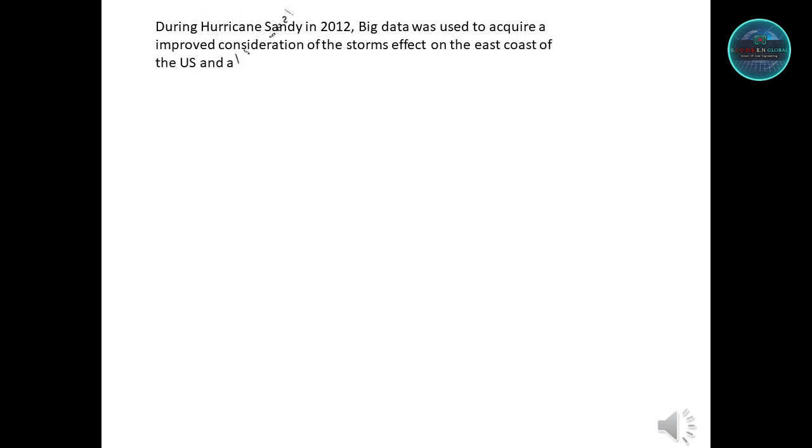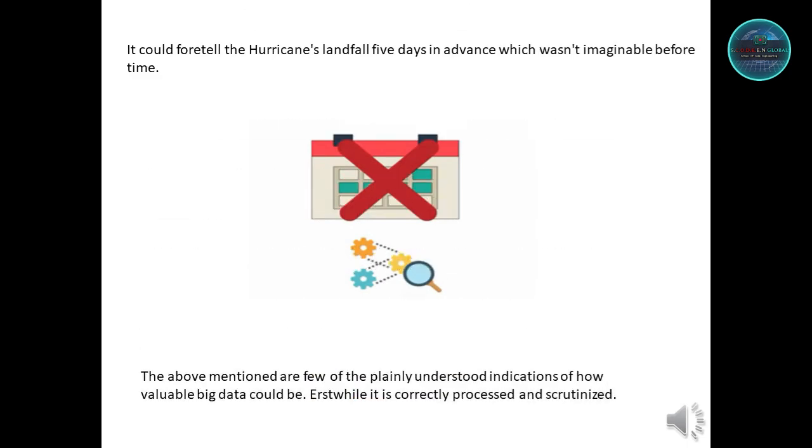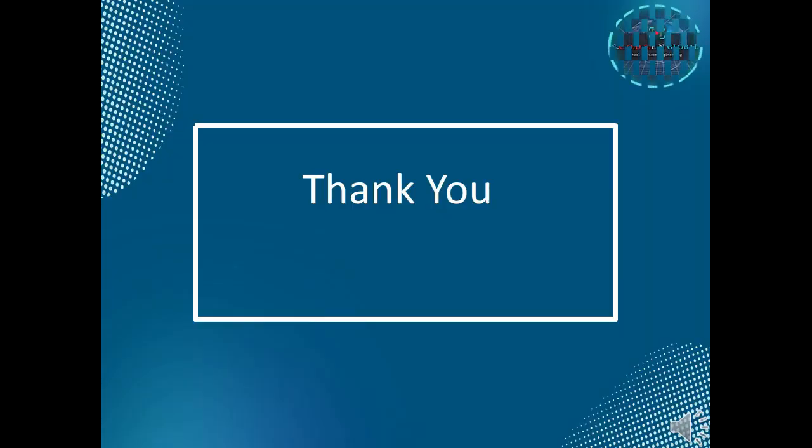During Hurricane Sandy in 2012, big data was used to acquire an improved understanding of the storm's effect on the east coast of the US and also assisted with disaster management, and obligatory measures were taken. It could foretell the hurricane's landfall 5 days in advance, which wasn't imaginable before. The above-mentioned are a few of the plainly understood indications of how valuable big data could be, once it is correctly processed and analyzed. Thank you.